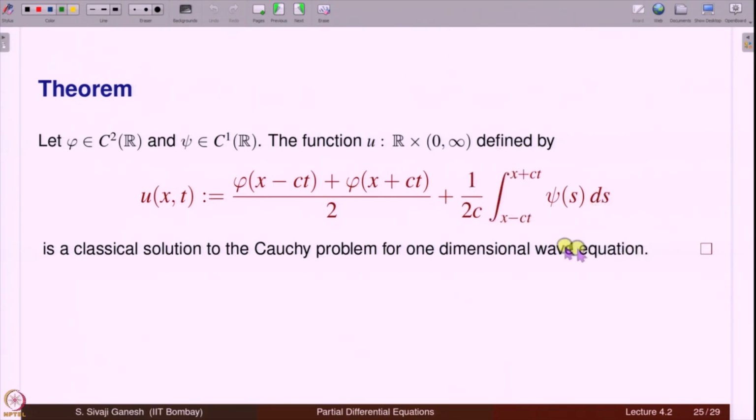You can use the Leibniz rule to get the derivatives and then check that u is indeed a solution to the homogeneous wave equation. Putting t equal to 0 is very easy: the integral is from x to x, so this term is 0, and what we get is phi x plus phi x by 2, so we get phi x. Differentiate this equation with respect to t and substitute t equal to 0, and you should get psi x. It is a very straightforward computation, so I leave it as an exercise for you. Please write down in detail why this u is C2 and why it satisfies the homogeneous wave equation and the two initial conditions.